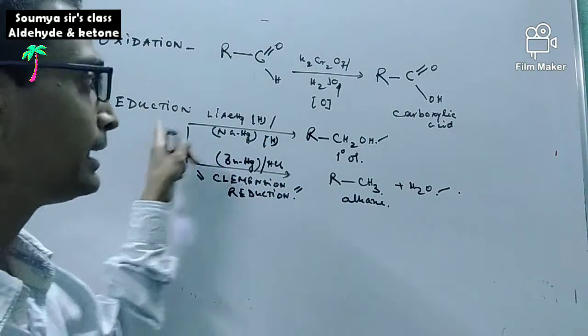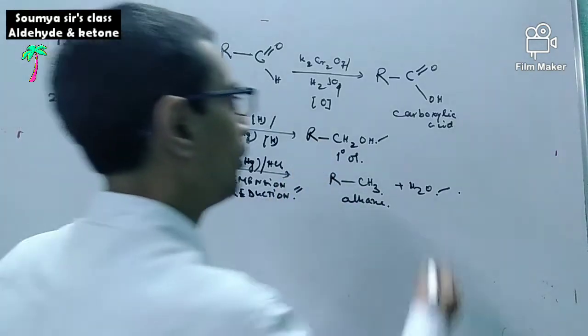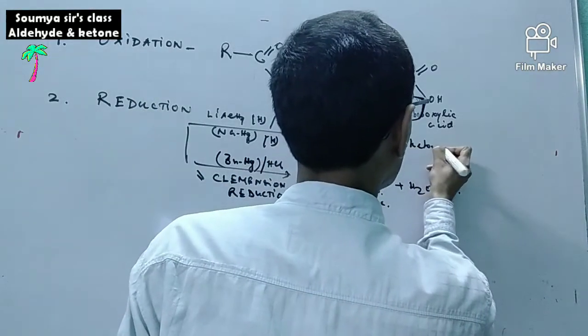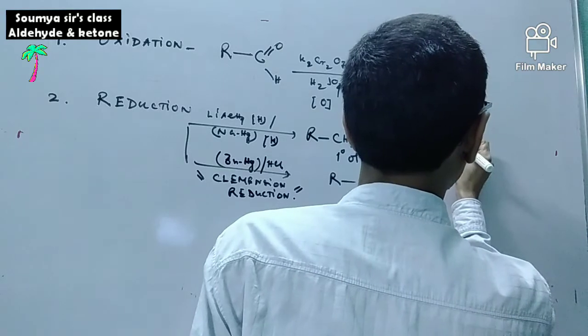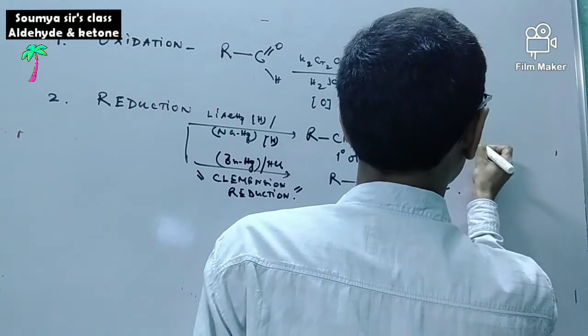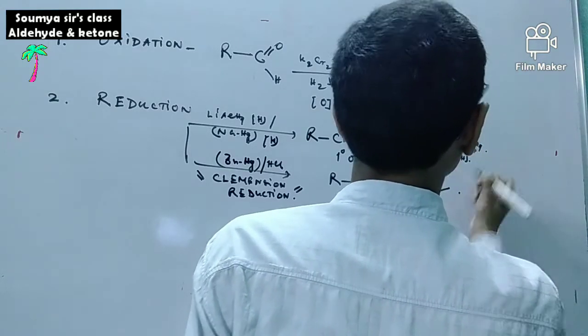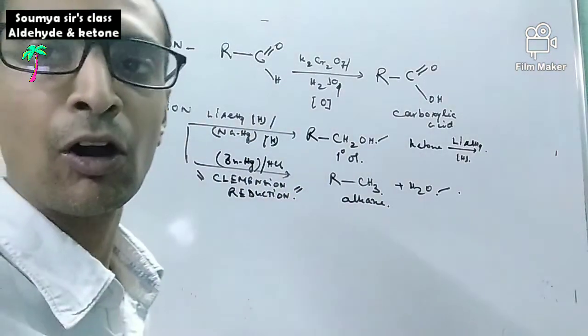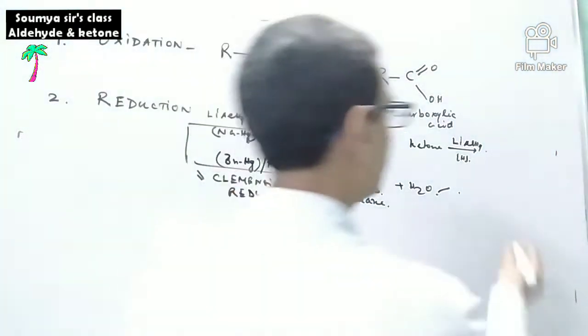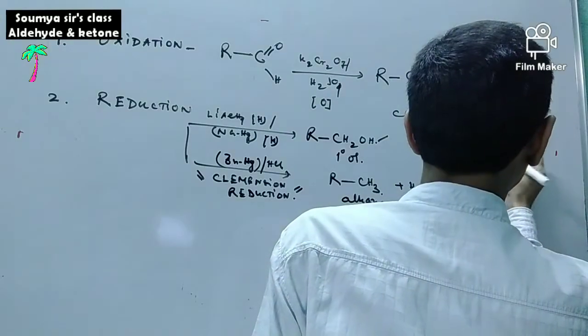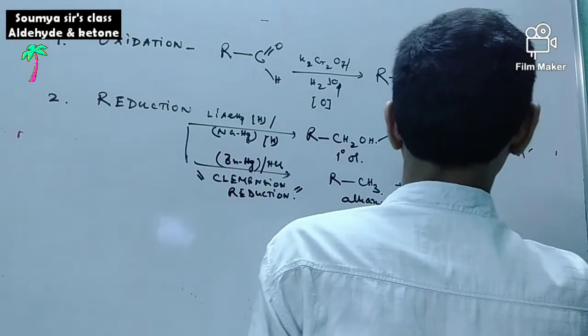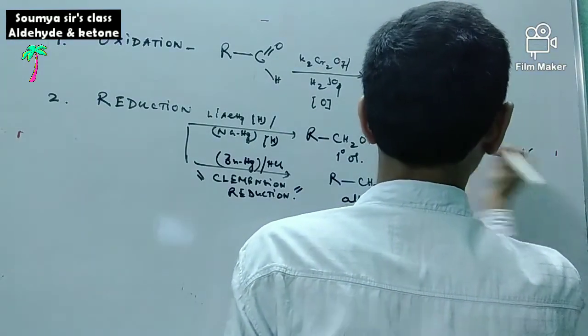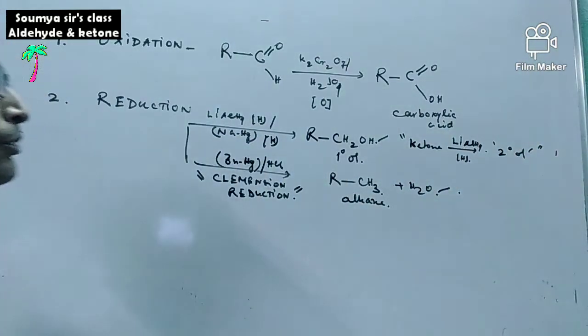Always the aldehyde gives 1 degree alcohol, while the ketone, on reduction with the same reagent, lithium aluminum hydride or sodium amalgam, whatever, will give 2 degree alcohol. This is the rule. It never skips, it always follows.